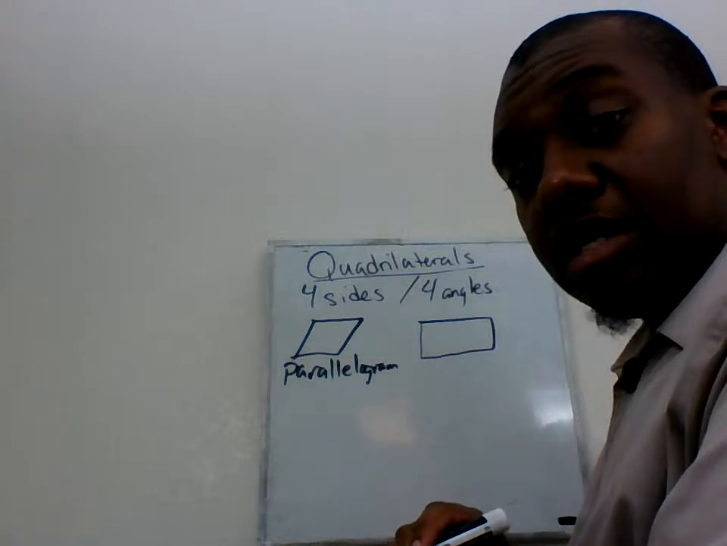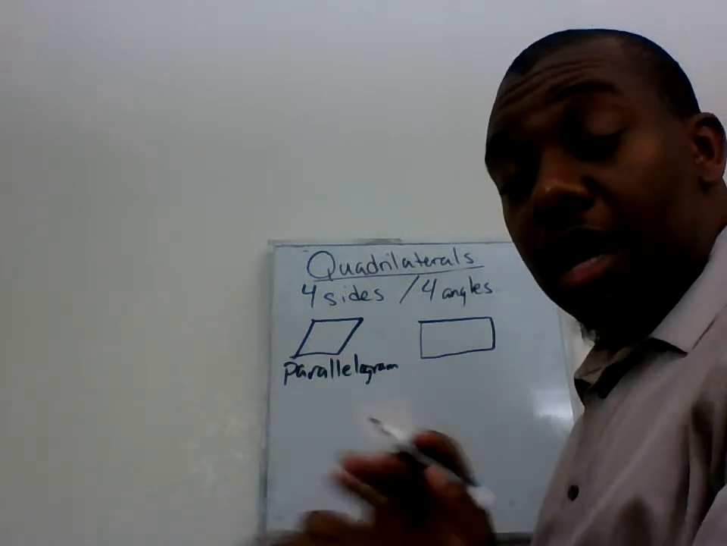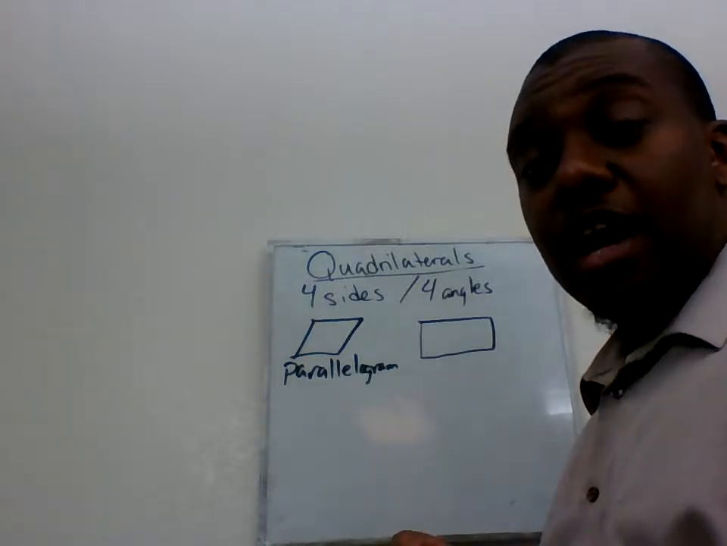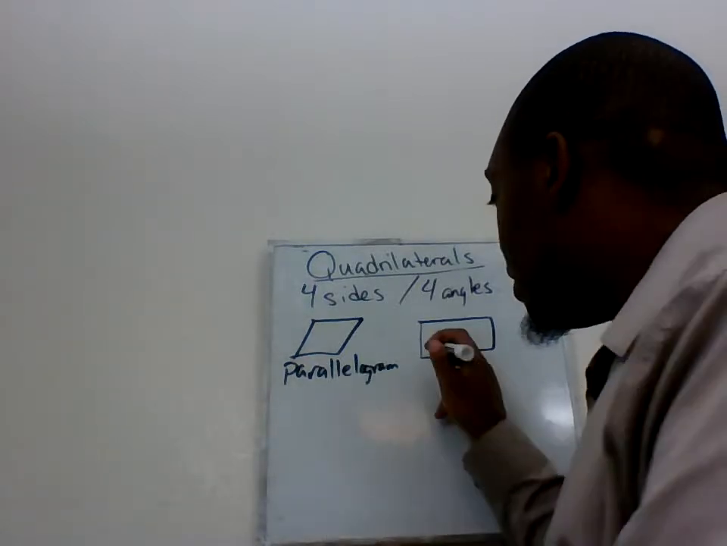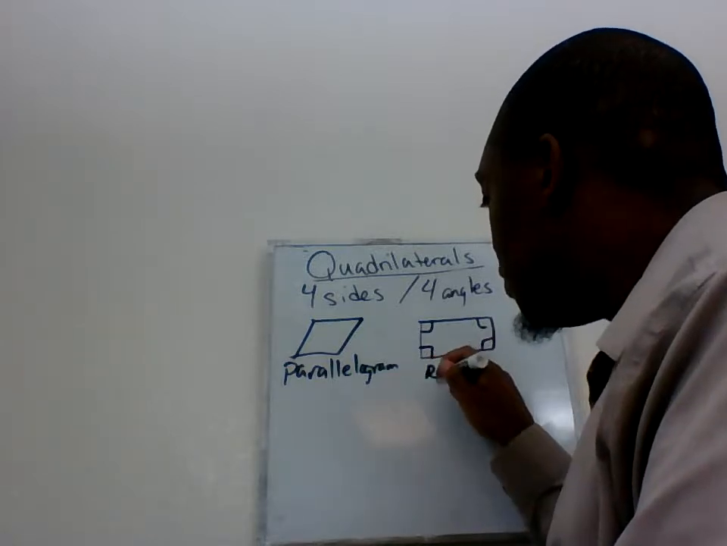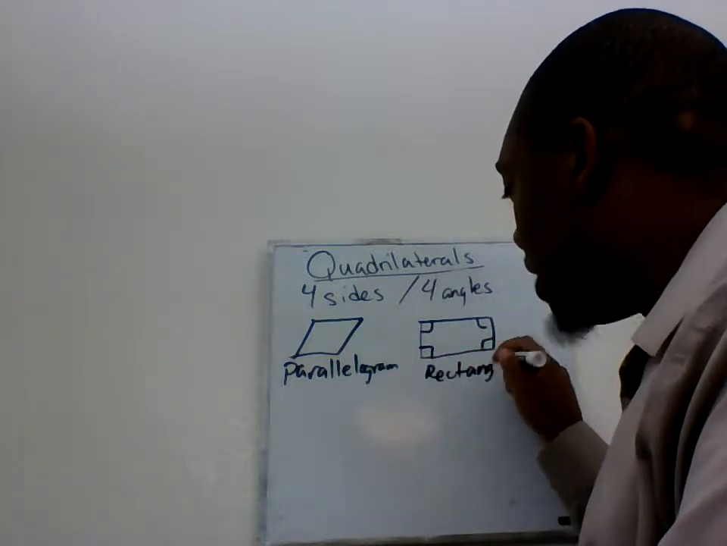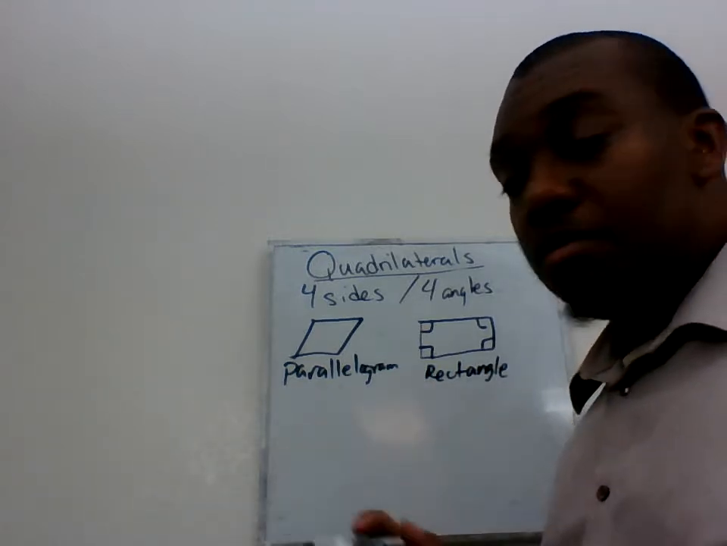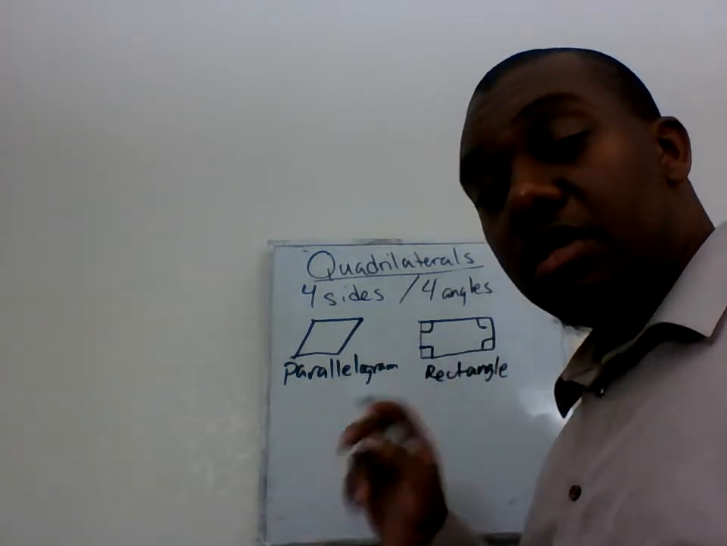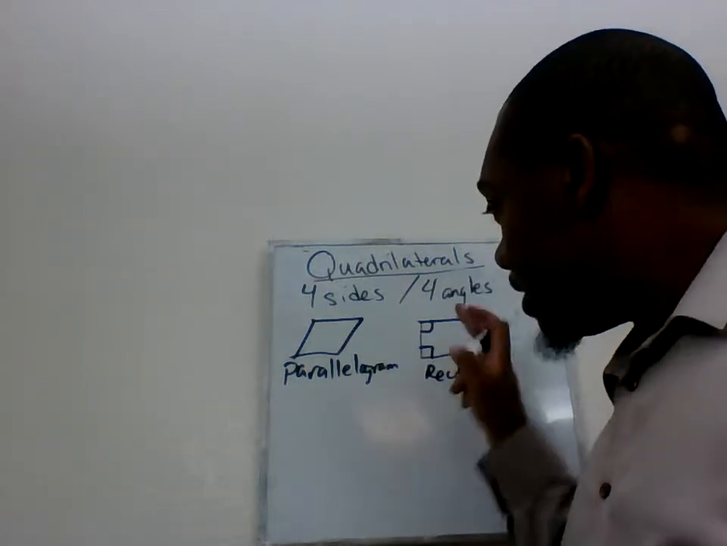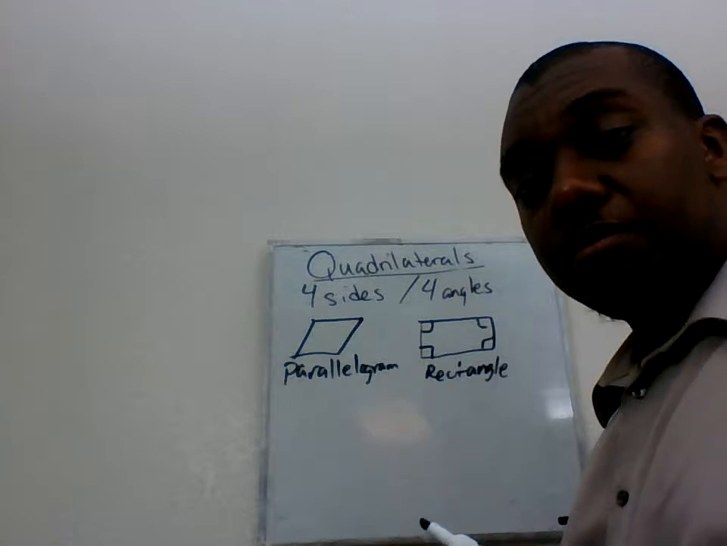So what makes a rectangle a rectangle? Well, the name rectangle actually means a rectangle. Rect coming from rectify, meaning to make right. So it makes right angles. So because it has four right angles, it is a rectangle. Okay, so this is a parallelogram because opposite sides are parallel to each other.